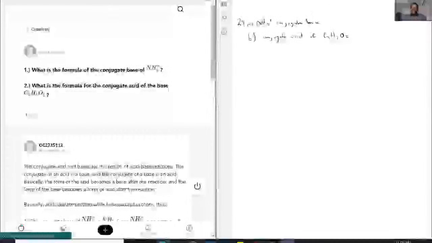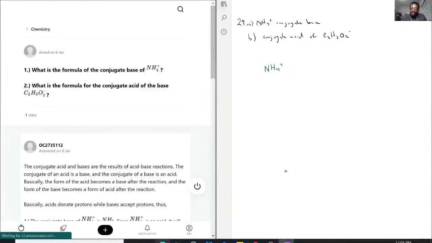So for this, in order for me to get a conjugate base of NH4+, I need to get rid of a proton. So I need to mix this with a base. I need to make water serve as a base. So I have NH4+ plus H2O. And remember, this is our acid and this is our base.